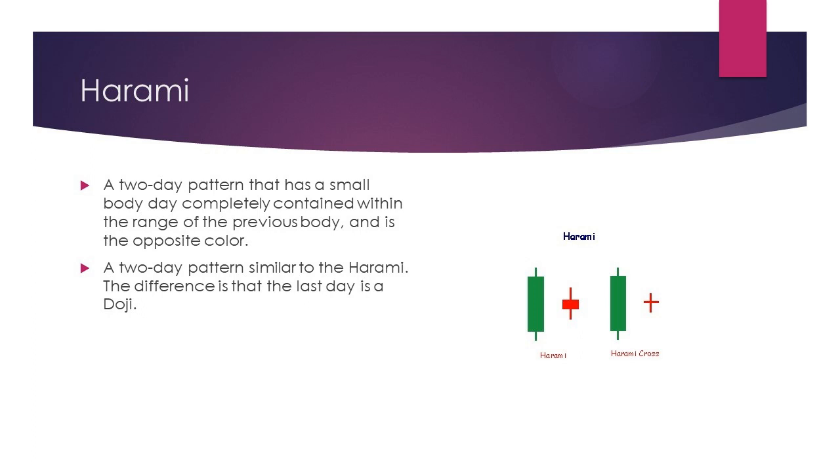Harami. A 2-day pattern that has a small body day completely contained within the range of the previous body, and is the opposite color. Harami cross. A 2-day pattern similar to the Harami. The difference is that the last day is a doji. Due to the lack of a real body after a strong move, it tells that the previous trend is coming to an end and a reversal may take place. The high or low of a Harami cross setup provides resistance or support for any further price moves. The pattern can be a bullish Harami pattern if it appears at the end of a downtrend, or it can be a bearish Harami pattern if it appears at the top of an uptrend.